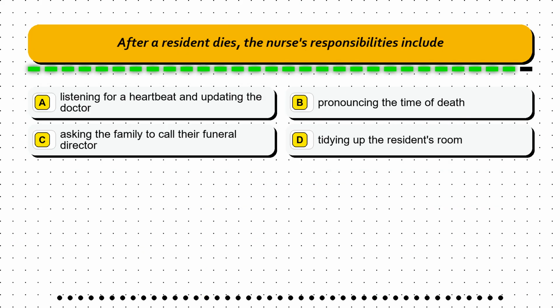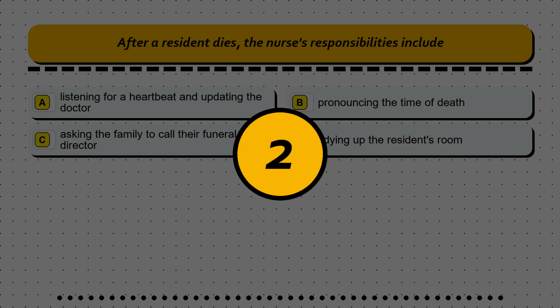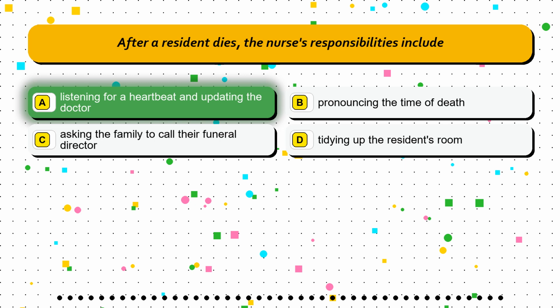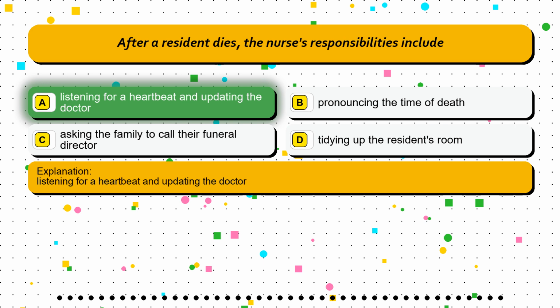Question 38. After a resident dies, the nurse's responsibilities include: option A, listening for a heartbeat and updating the doctor, option B, pronouncing the time of death, option C, asking the family to call their funeral director, option D, tidying up the resident's room. The correct answer is option A, listening for a heartbeat and updating the doctor.